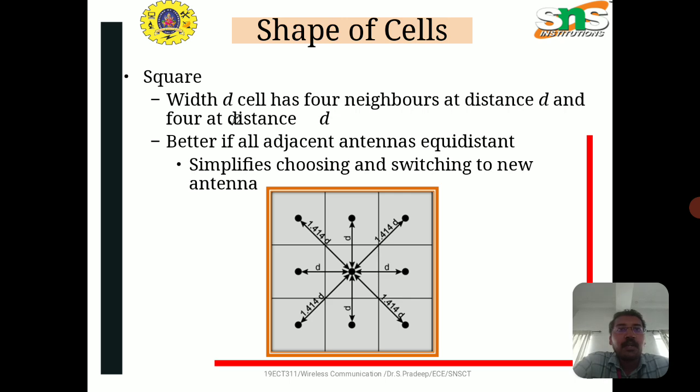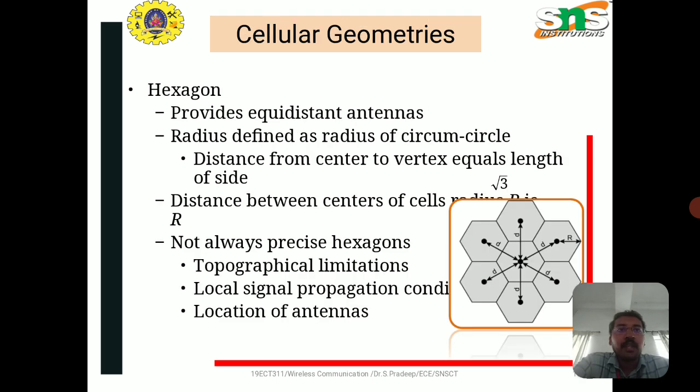Shape of a cell. With a square cell, there are 4 neighbors at distance D and 4 at distance D root 2. It is better if all adjacent antennas are equidistant, which simplifies choosing and switching to a new antenna. A hexagon shape provides equidistant antennas. The radius is defined as the radius of the circumcircle. The distance from center to vertex equals the length of all sides. The distance from the center of the cell to a vertex is the radius, denoted by R. Cells are not always precise hexagons, because of topographical limitations, local signal propagation conditions, and the locations of antennas.